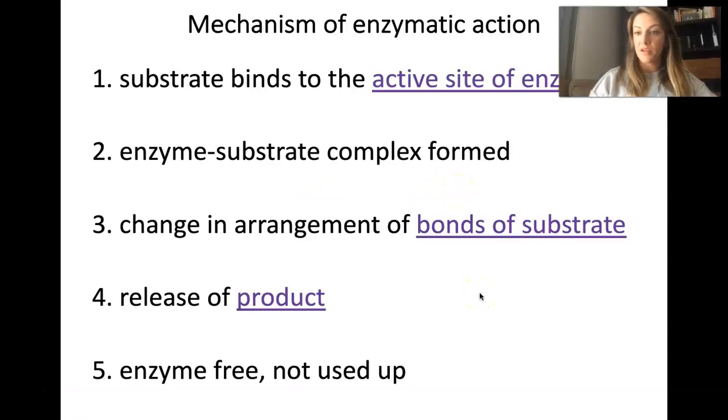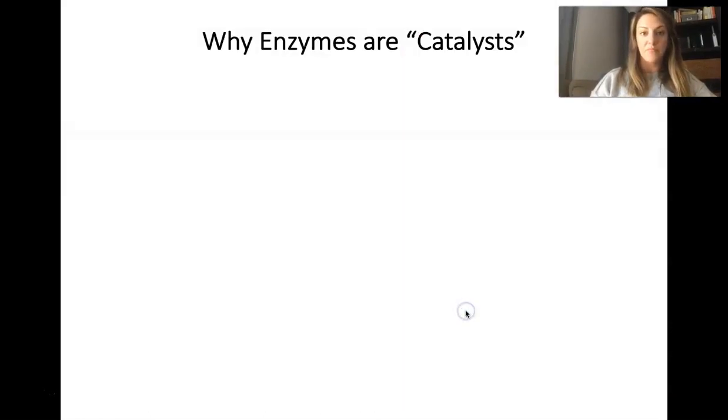Okay, so substrate binds to the active site of the enzyme. The enzyme-substrate complex is formed. There's a change in arrangement of the bonds of the substrate. So some kind of chemical reaction, a change in bonds, happens at the substrate interface. Okay, the product is released from the enzyme, and our enzyme is free, meaning it's not used up.